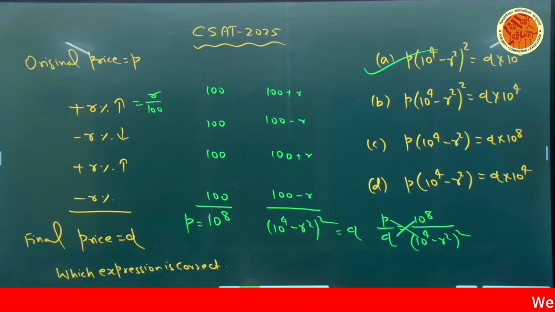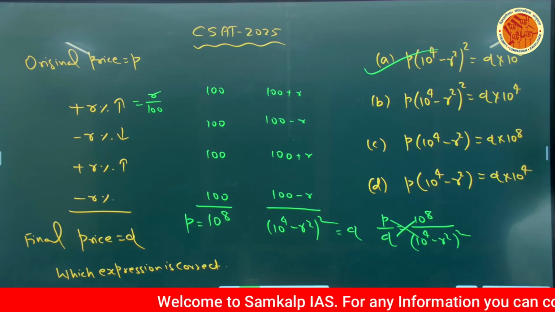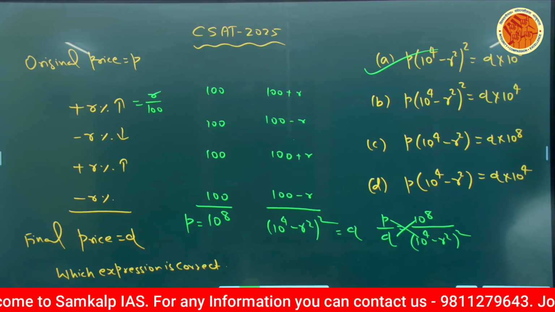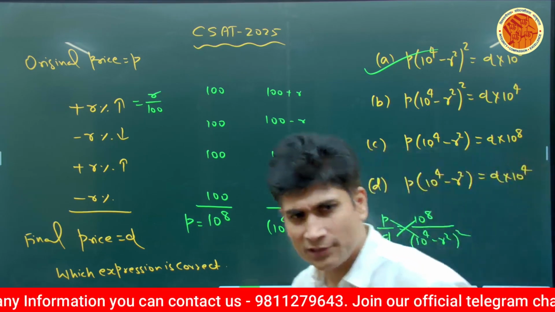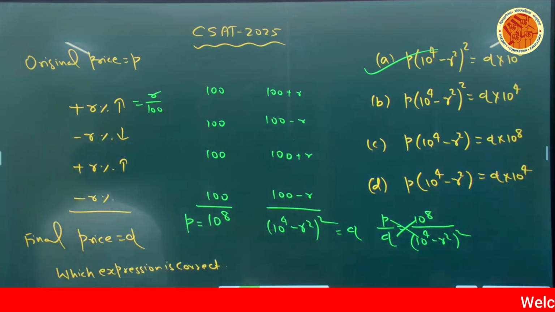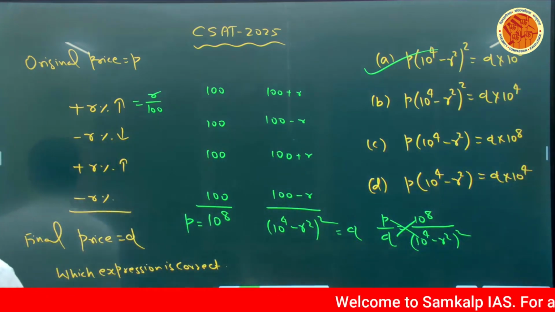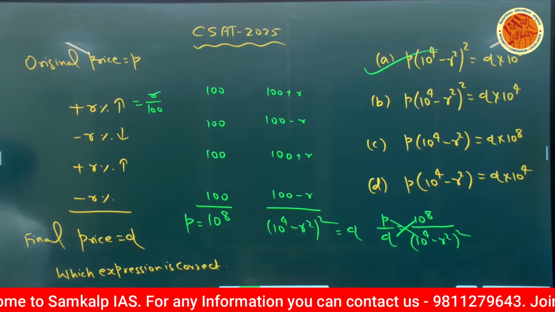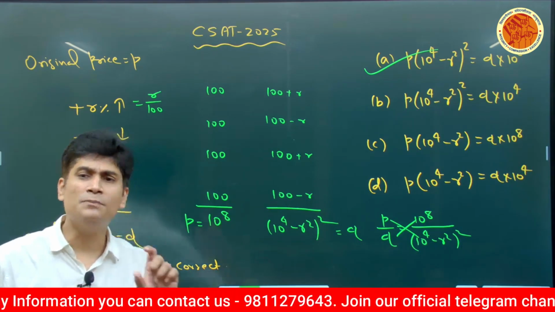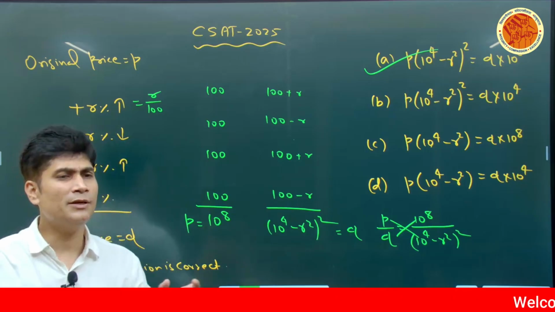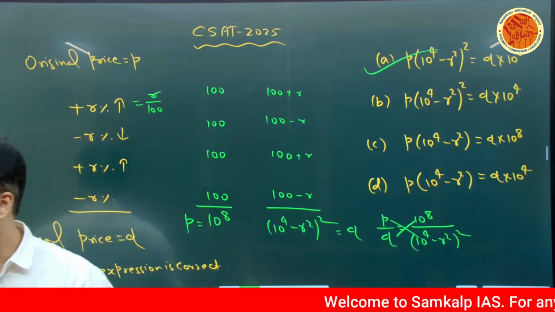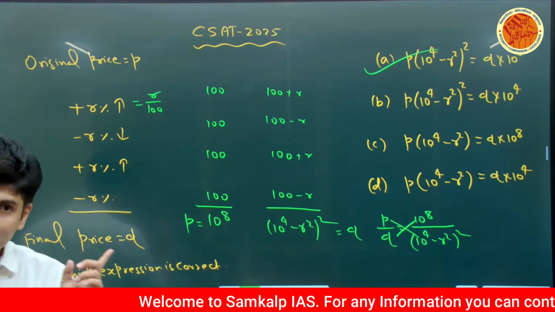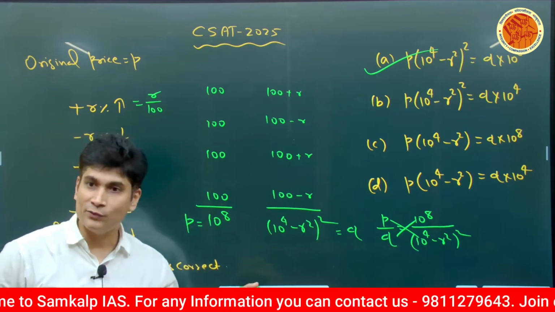Understood? So, is it actually a case of successive percentage change? Isn't it successive percentage change? Yes, successive percentage change mixed with basic algebra, and basic algebra is (A plus B)(A minus B) equal to A square minus B square. But now you understood how they have evolved the question.